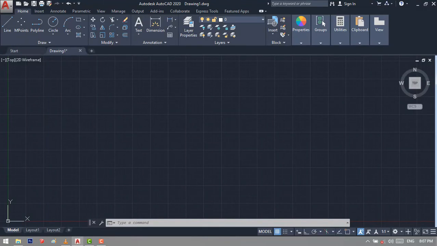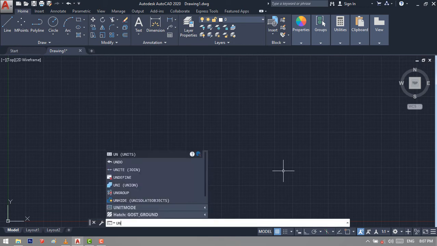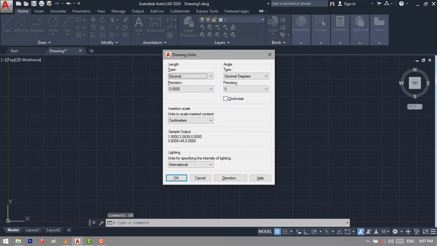Units in AutoCAD. When you're going to start your drawing, first of all, it's necessary to check your units and select your desired units. For the units, type UN, enter. A dialog box will appear.